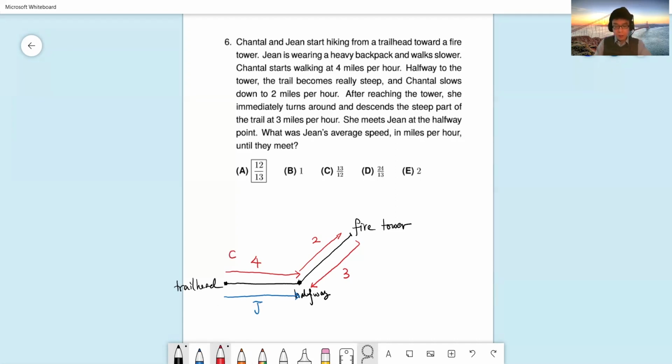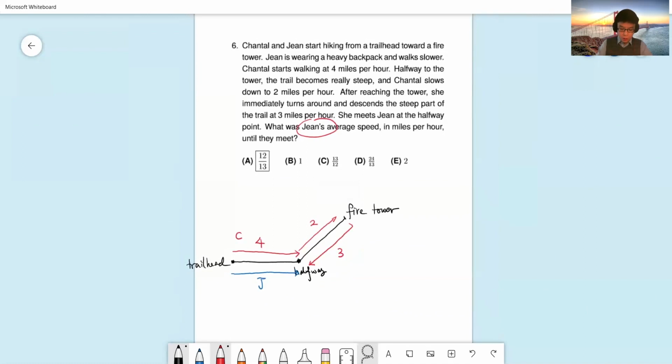Now let's calculate Jean's average speed. Let's assume the half distance is s, so the total distance is twice s. Now the time: we calculate the time by Chantal's work.